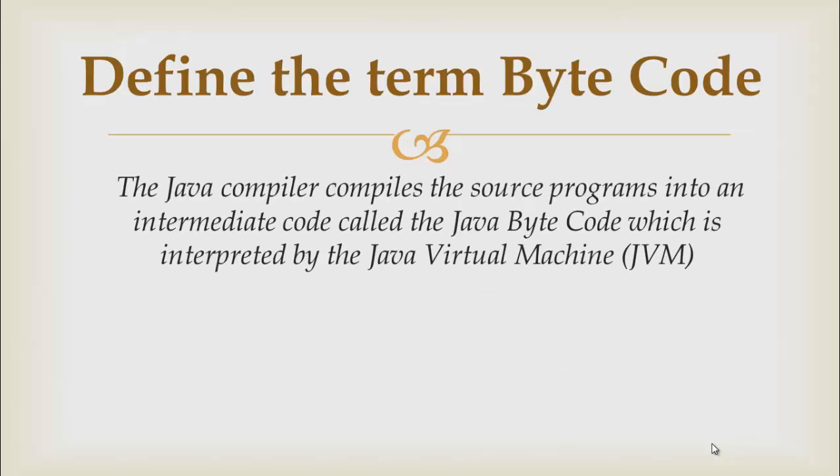Section A, question number 1, define the term bytecode. The Java compiler compiles the source code into an intermediate code which is called Java bytecode, which is interpreted by Java Virtual Machine, that is JVM.